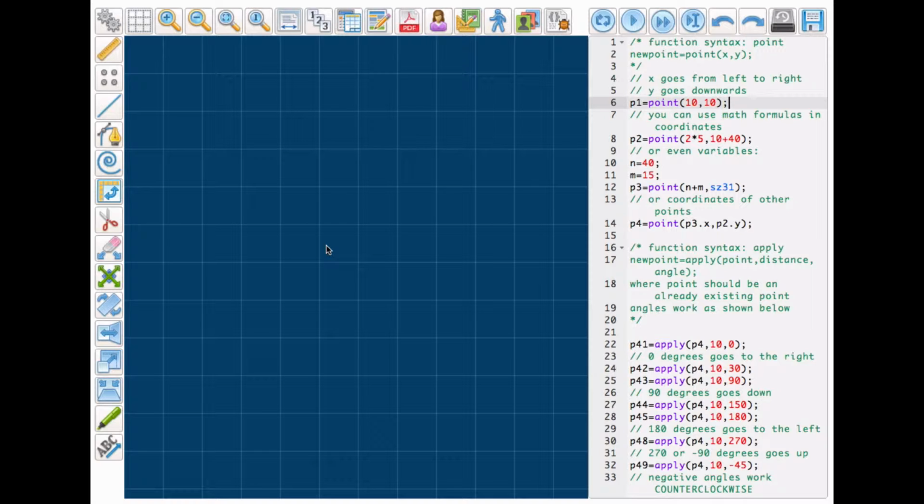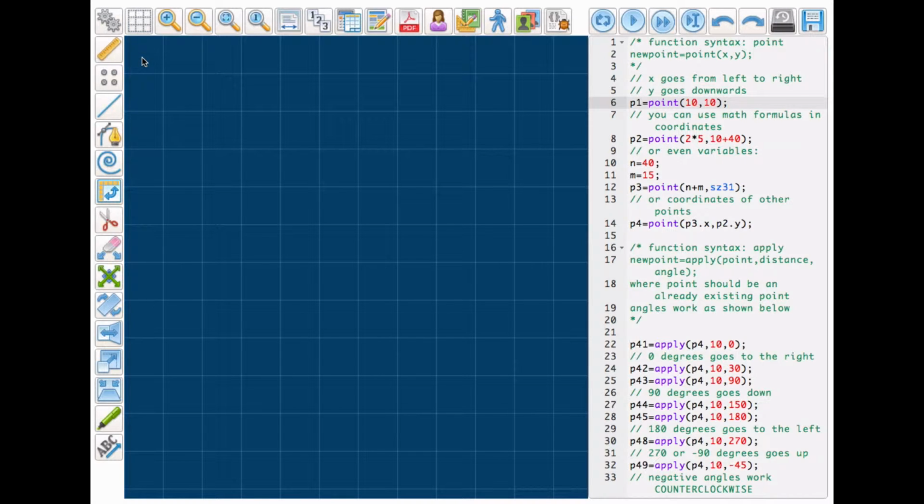The first function, point, puts a point at the given coordinates on x and y axes. The x-axis goes from left to right, and y-axis goes from top to bottom. 0 is in the top left corner of the grid. The grid, by the way, is 10 by 10 centimeters by default. You can also change view to 1 by 1 centimeter grid by clicking the grid button in the upper row. The 10 centimeters lines are still visible and are somewhat thicker.